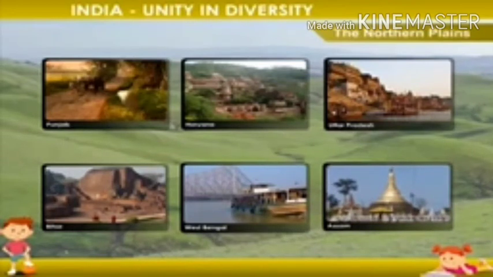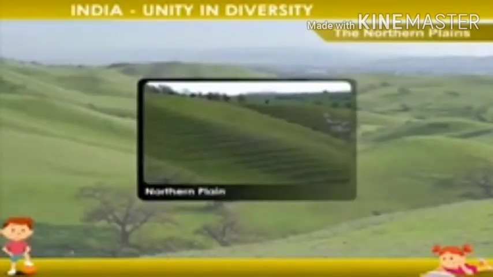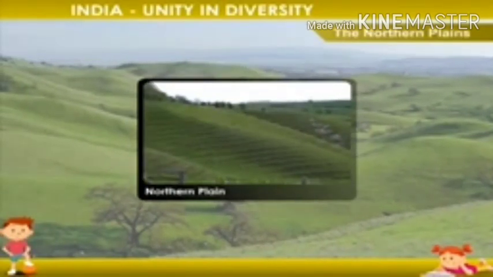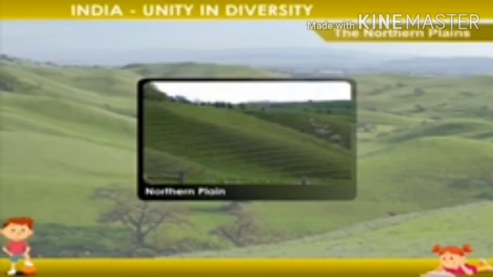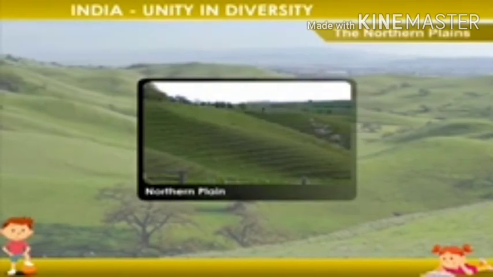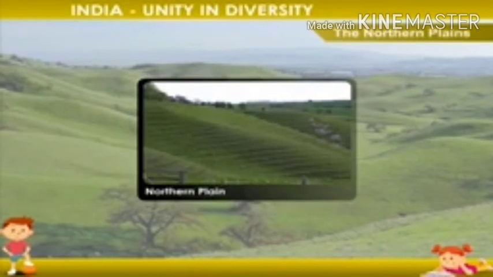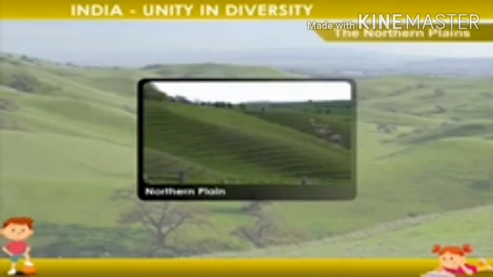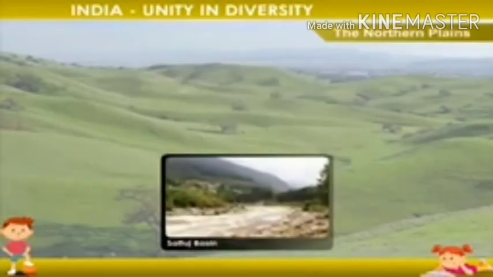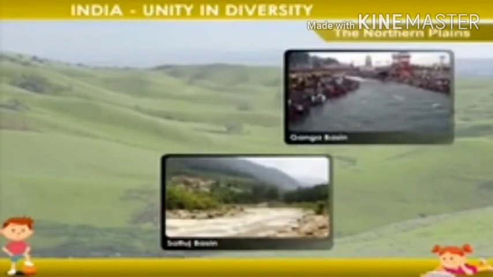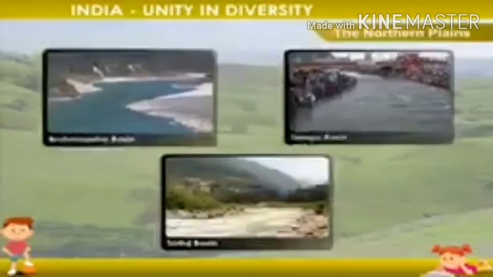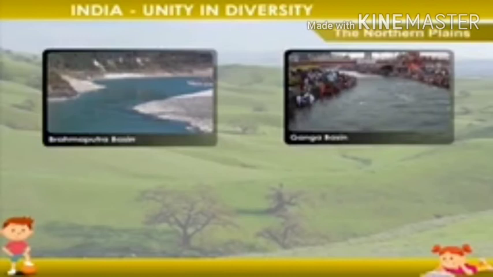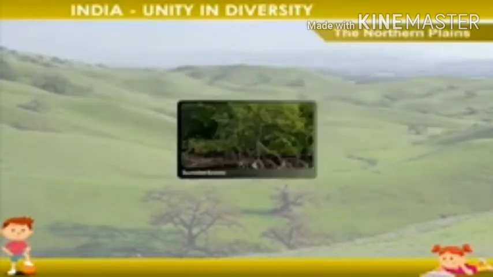Many rivers flow through the northern plain. The three main rivers of the northern plain divide it into three river basins. A basin is an area watered by a river and its tributaries. The three main basins of the northern plain are 1. The Satluj Basin, 2. The Ganga Basin, and 3. The Brahmaputra Basin. The Ganga and the Brahmaputra form the biggest delta in the world, called Sundarbans.